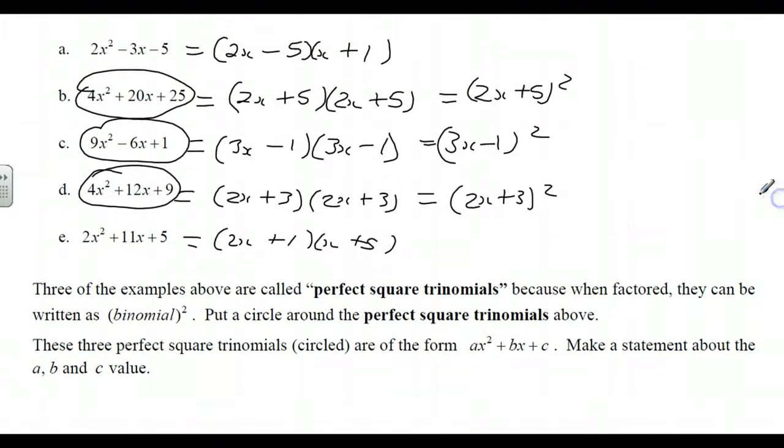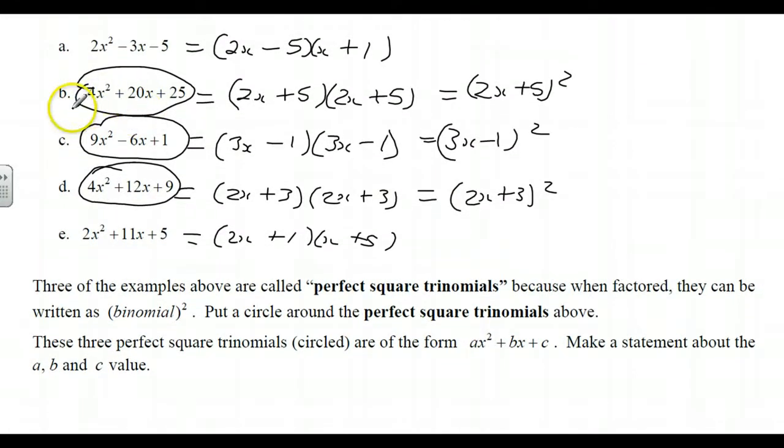Okay, what statement can we make about the a, b, and c values? Well, let's see. This 25 has a square root, which is 5. This has a square root, which is 2. 2 times 5 is 10, and doubled gives you 20. Square root of 9 is 3. Square root of 1 is 1. 3 times 1 doubled is 6. Square root of 4 is 2, square root of 9 is 3, 2 times 3 is 6, doubled is 12.